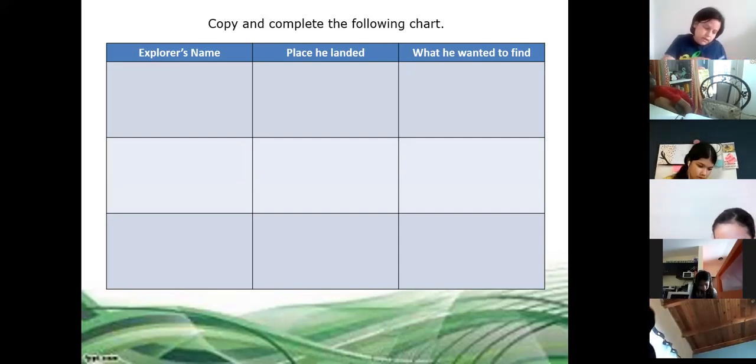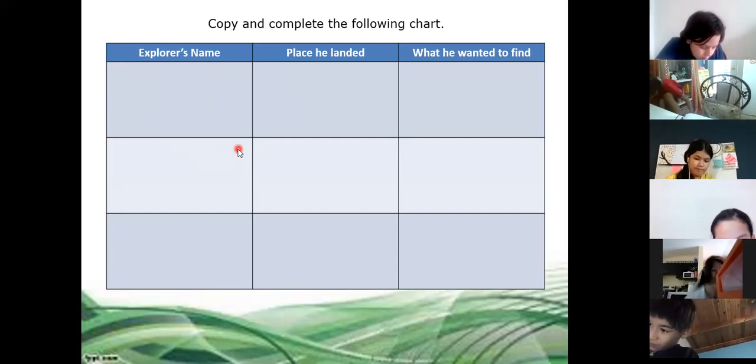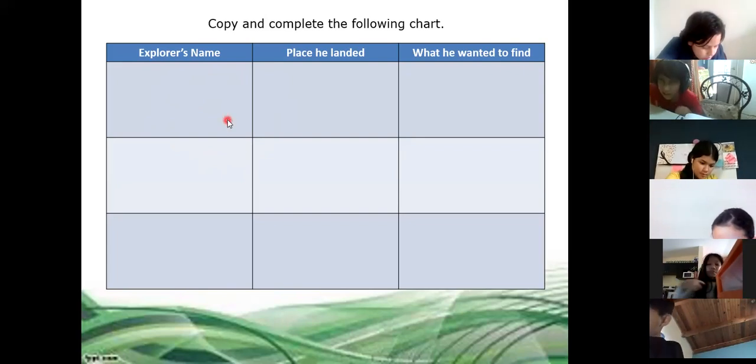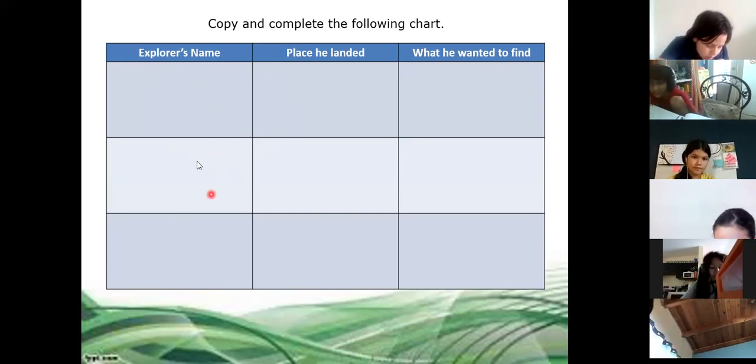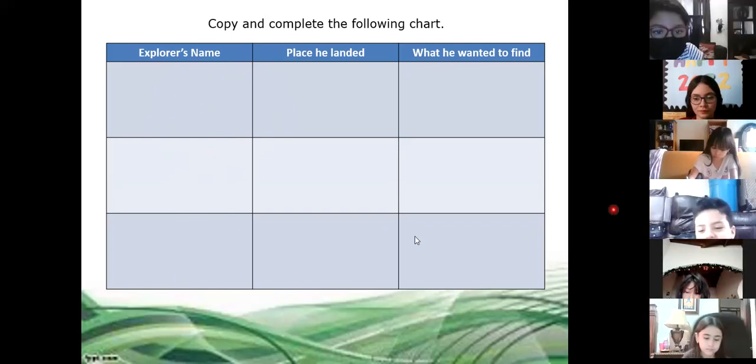So remember the first part, on the first side, we're going to write the explorer name. You have to write 1, 2, 3, the 3 names. In a different order? Yes, you can write in a different order.